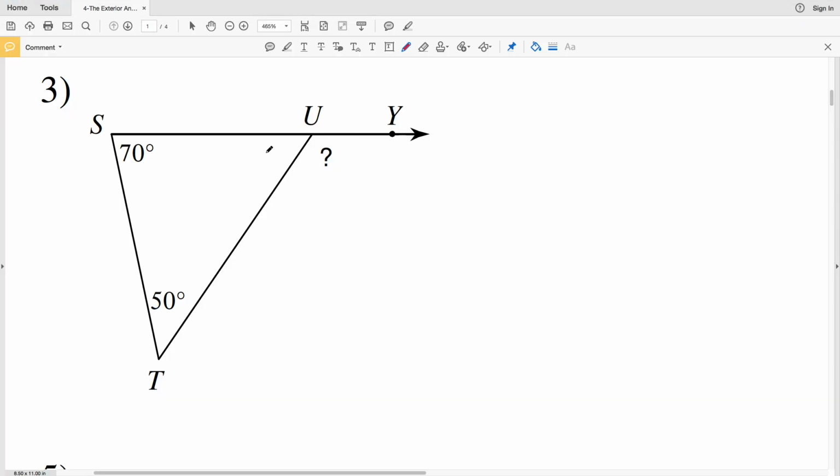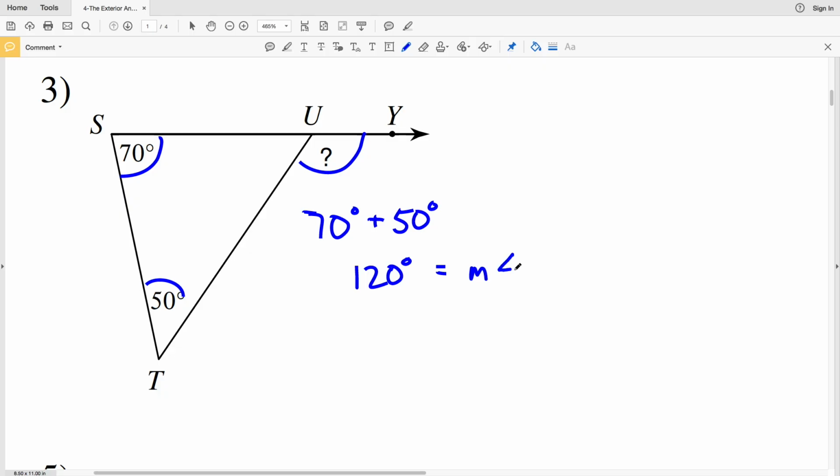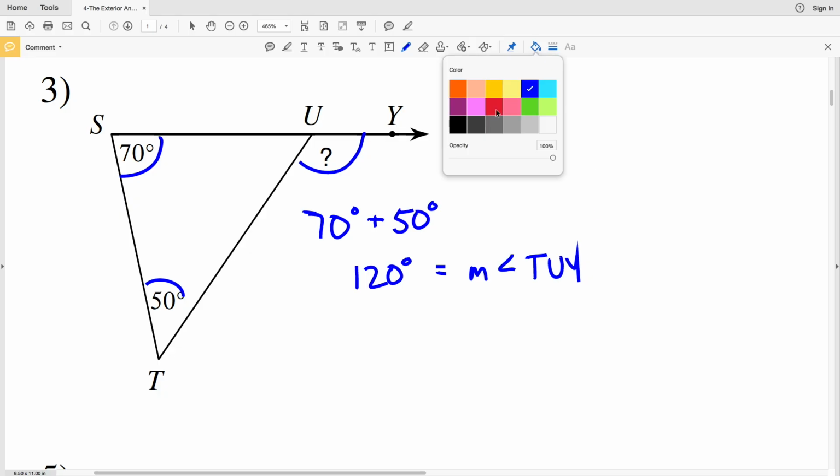In number 3, my indicated angle is now my exterior angle. So I'm going to add 70 to 50 to get my exterior angle. So 70 degrees plus 50 degrees will equal my indicated angle. 70 plus 50 equals 120. So 120 degrees is the measure of angle TUY, which is my indicated angle.